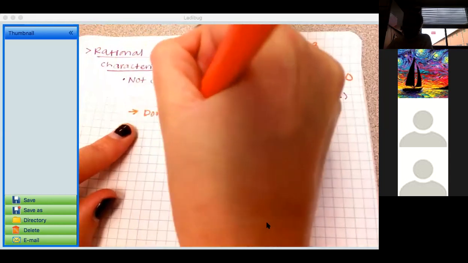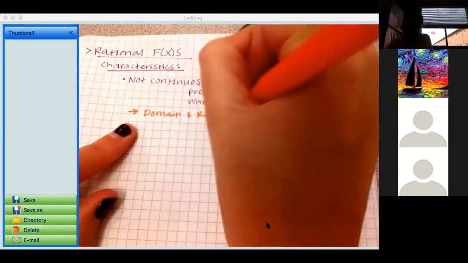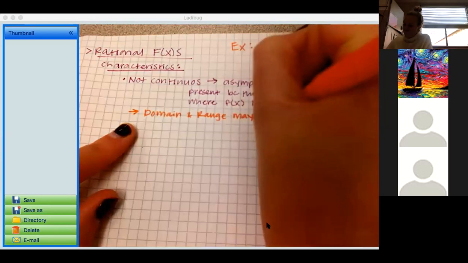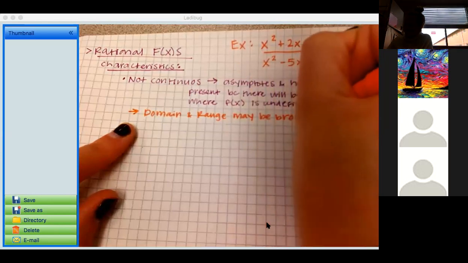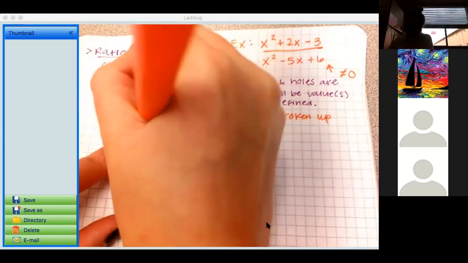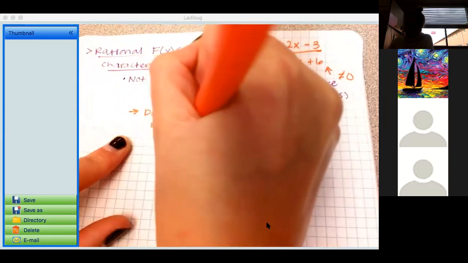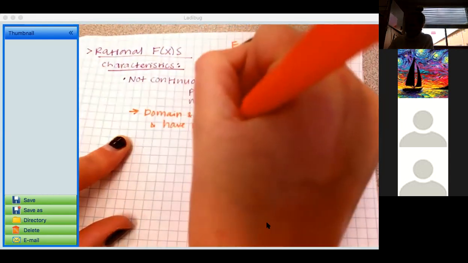Domain and range may be broken up and have multiple intervals.